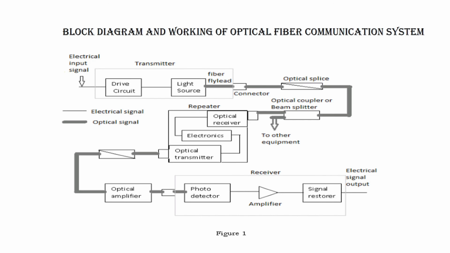Now before we receive that signal at the receiver, we will be using an optical amplifier, and then at the receiver side first it will be given to the photo detector, which will detect the optical signal, and then it will be translated into an electrical signal. The electrical signal is amplified first and then it will be restored in the signal restorer. So we will be receiving the electrical signal that we have inserted at the input side. So this is all about the block diagram and working of the optical fiber communication system.